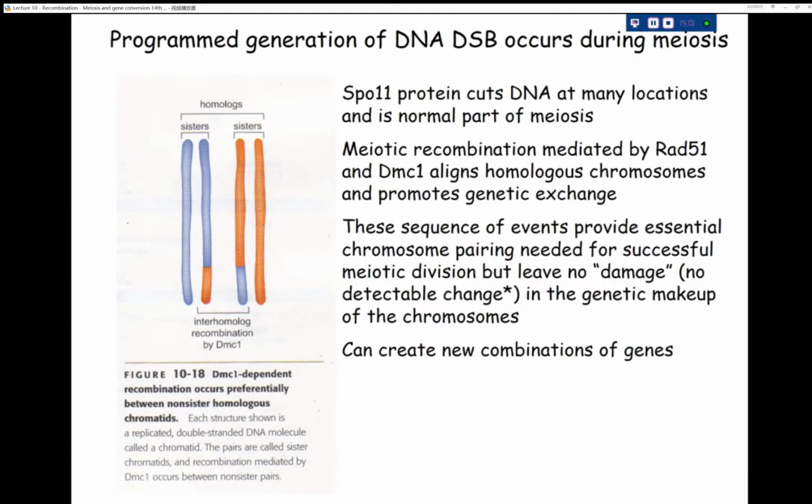Okay, and just to re-emphasize that, this shows where you do get crossing over taking place. So you've got the sister chromatids here, you've got blue DNA, and then you've got red DNA here. So you've now created new combinations of genes from the alleles here and the alleles here, and then you've got the non-recombinant. So this can create new combinations of genes, but there's no detectable change in the genetic makeup of the chromosomes. The chromosomes under the microscope look exactly the same. Okay.